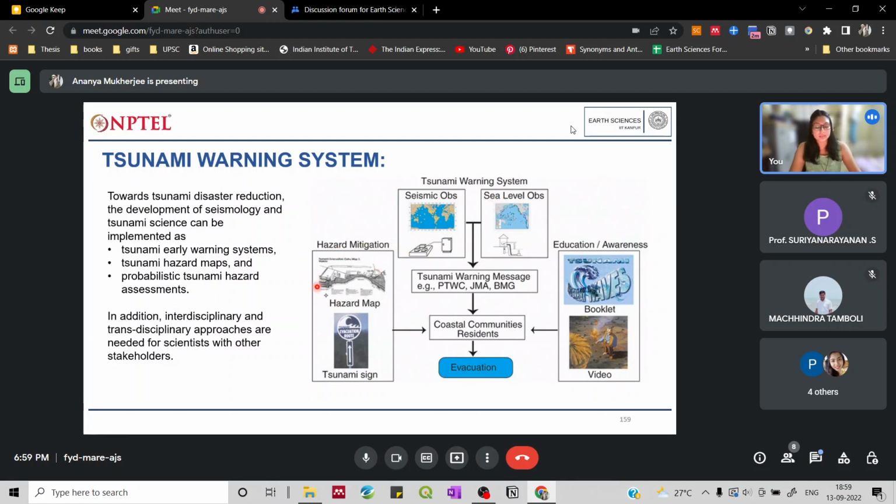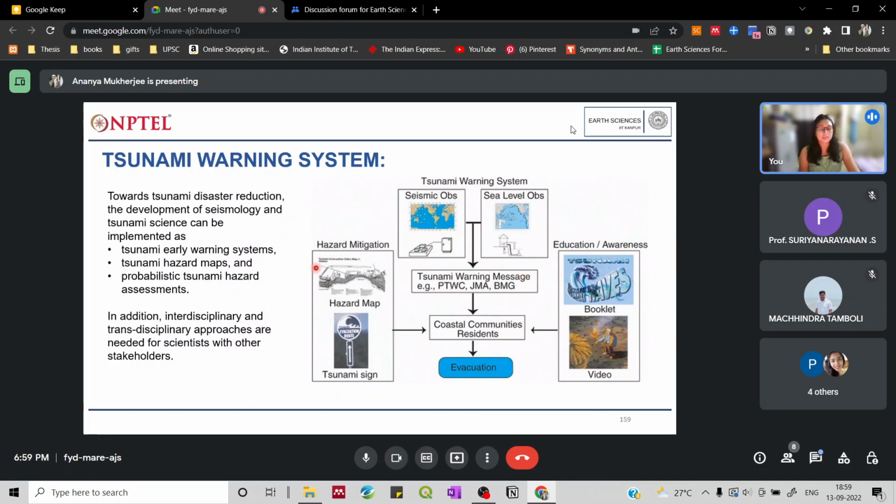You create a hazard map, you create an earthquake prone zone, you create a tsunami prone zone. And then you have tsunami signs placed at places which are very frequently affected by tsunamis. So this is the hazard mitigation part. Then education and awareness. These are conducted mostly by communities and some NGOs. They educate the population that is very easily going to be hit by any future tsunamis. They also work in tandem with the warning system and the hazard mitigation.